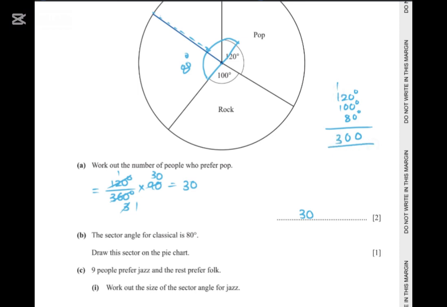In a circle, the complete angle is 360 degrees. So from 360, if I subtract these three angles, I get 60 degrees. Now this 60 degrees should be distributed among jazz and folk. 9 people prefer jazz and the rest prefer folk. We need to find how many people prefer rock, classical, and jazz. Jazz is already given to us. Using all these numbers, we'll find the angle for folk.